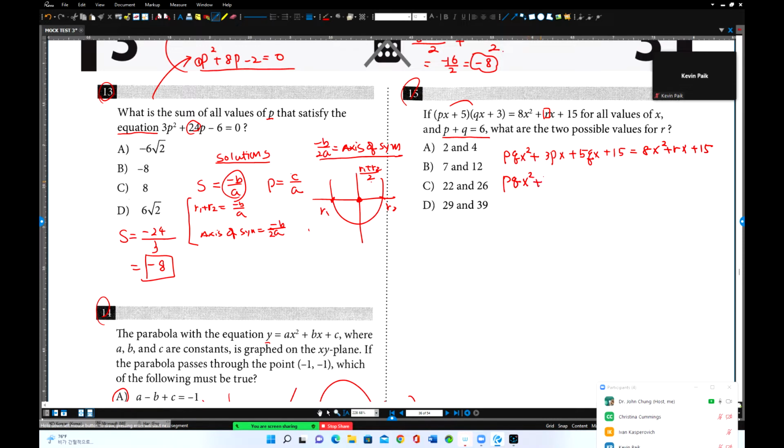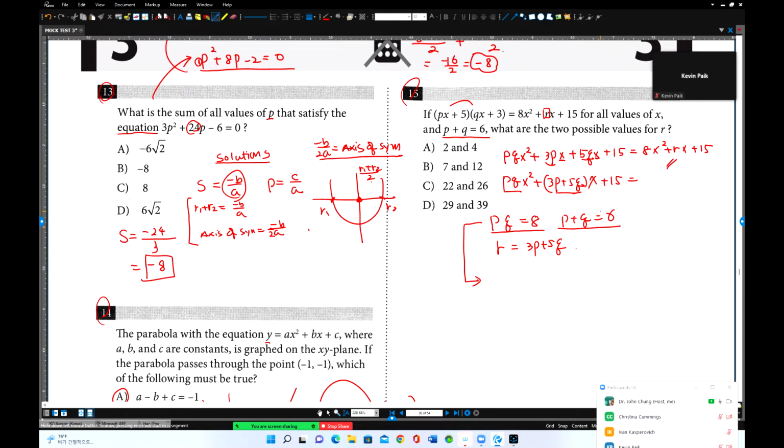Pq x squared plus, this is what? X is common, so 3p plus 5q, x is out, so this is the coefficient of x, okay? And 15 is equal to this one. Compare there: p times q is 8. R is what? R is 3p plus 5q, right? Okay, so we have to solve it this way. But we have another given over here: p plus q is 6. That's the given. From here, we're going to find the values of p and q. Product is 8. Sum is 6.